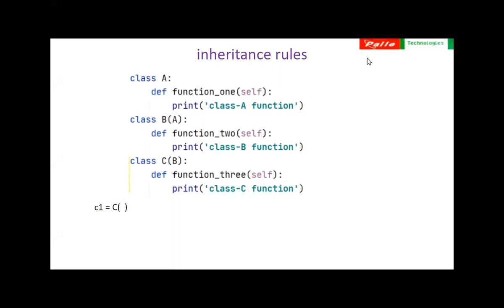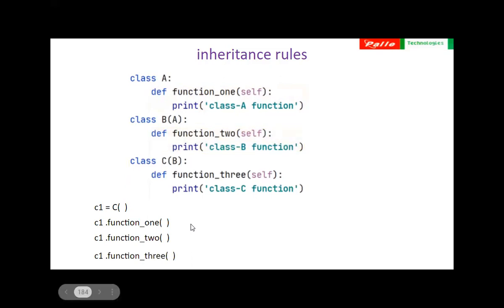Okay, so I'll ask one by one. Can I write C1 dot function 1? Is it possible? C1 dot function 2, C1 dot function 3. Correct? Yes. Why am I able to call? Because this C is nothing but the super child of every class. It is inheriting from B and B is inheriting from A. So can I tell this C is indirectly inheriting from A? Correct? Yes, so C is indirectly inheriting from A.